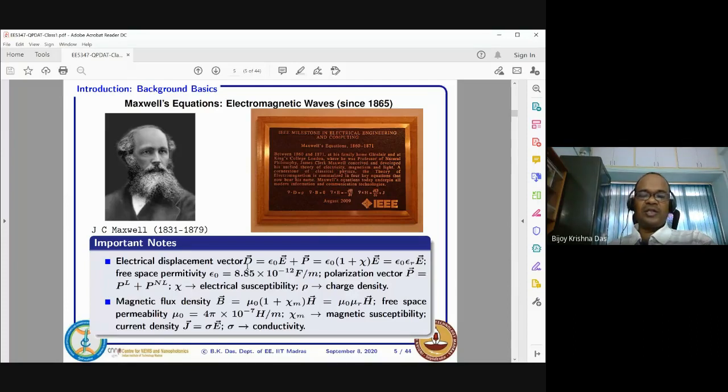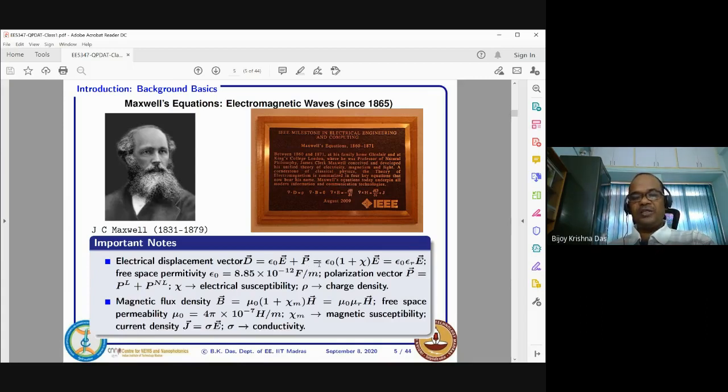So in this sense, you can think that this displacement vector is a first equation. You are trying to understand how the electric field interacts with the material. If there is a material medium, this P will be present, otherwise this P will not be present. So basically that is what it says.